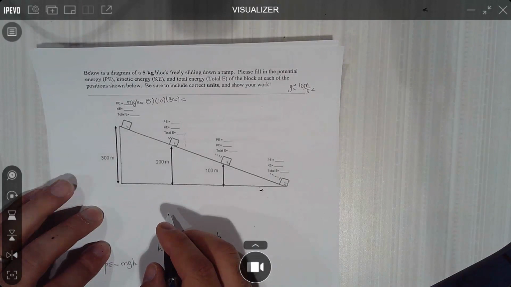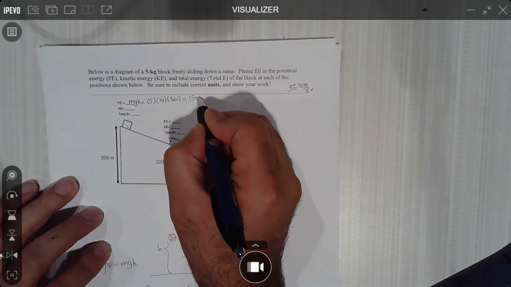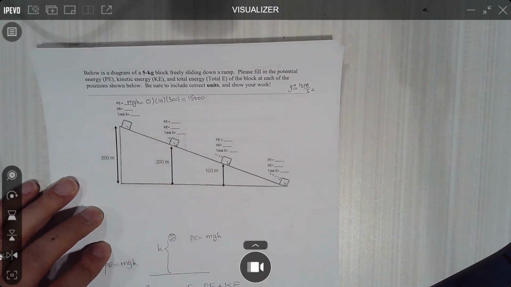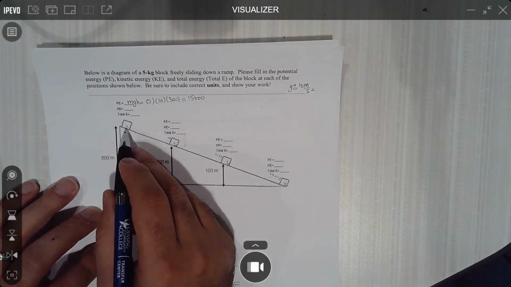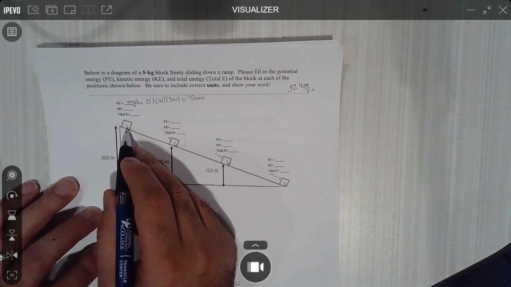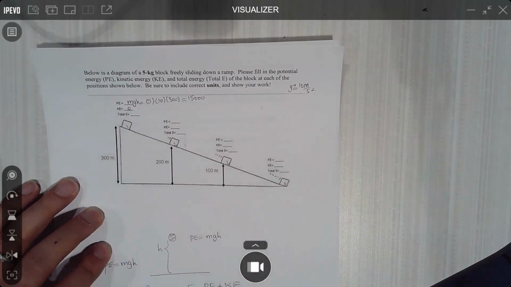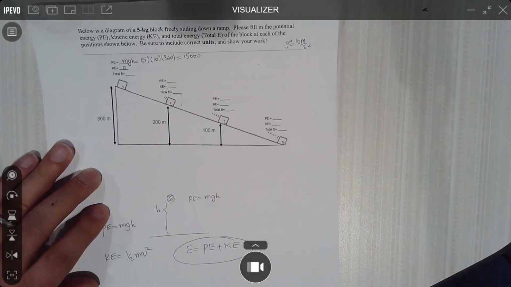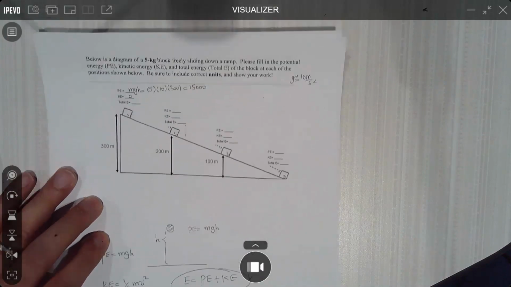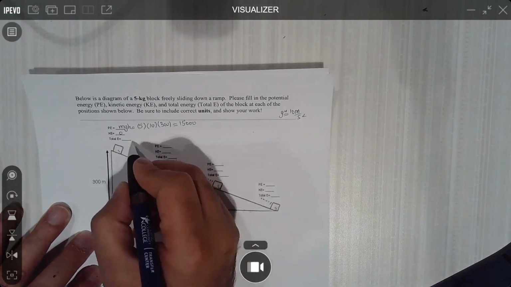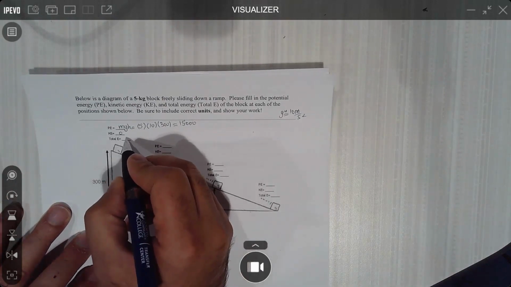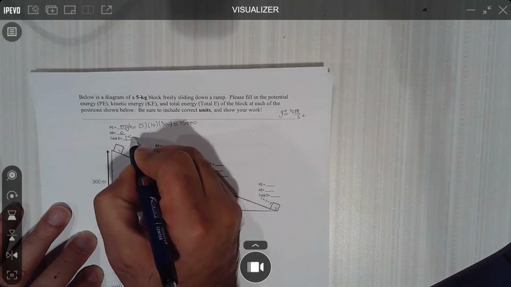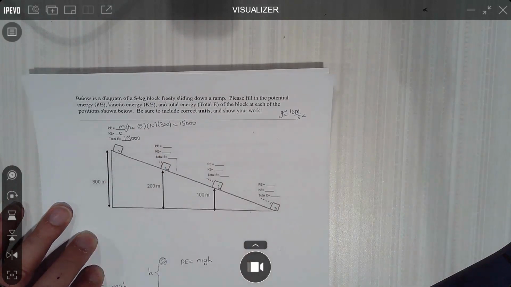It's going to be 15,000. Okay? So the object is at rest at the beginning. When the object is at rest, it means that there is no kinetic energy. So kinetic energy will be zero. What is the total energy? Total energy is potential energy plus kinetic energy. So we add these two numbers: 15,000 plus 0 is, again, 15,000 joules. Okay?